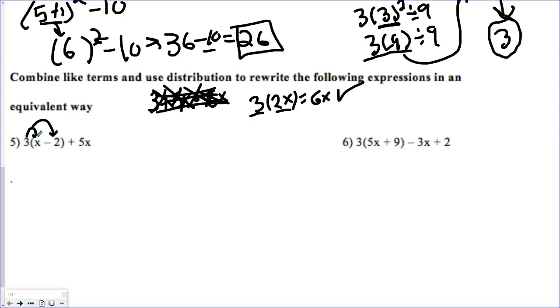So what's 3 times x? Well, 3 sets of x's is just 3 x's. 3 times 2 is minus 6. And then I just had the plus 5 still sticking around. So now my parentheses are gone.